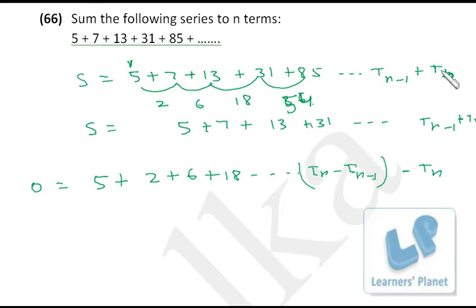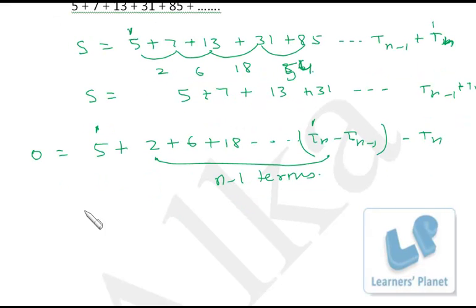Now from 5 to t n there are n terms. But 5 is not there in this geometric progression, so from this place to this place there will be n minus 1 terms. Okay, so we can take t n this side. t n is nothing but the nth term, so t n is equal to 5 plus 2 plus 6 plus 18 till n minus 1 terms. Now this is a geometric progression with n minus 1 terms.